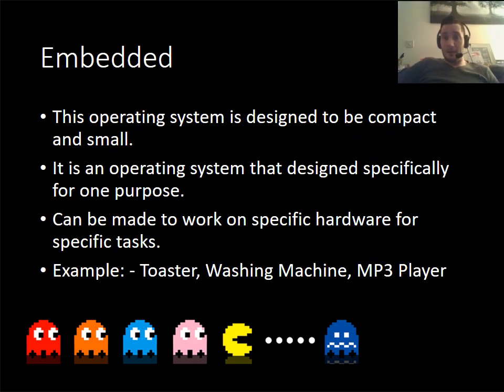Then we have embedded operating systems, and these are small operating systems that are designed for one purpose usually, and sometimes they're designed to actually work with specific hardware. An example might be an MP3 player or a washing machine or an electronic toaster. These have specific purposes that they carry out. So if you have a scenario where someone has made an operating system for a specific piece of hardware, you may be looking at an embedded system in that occasion.